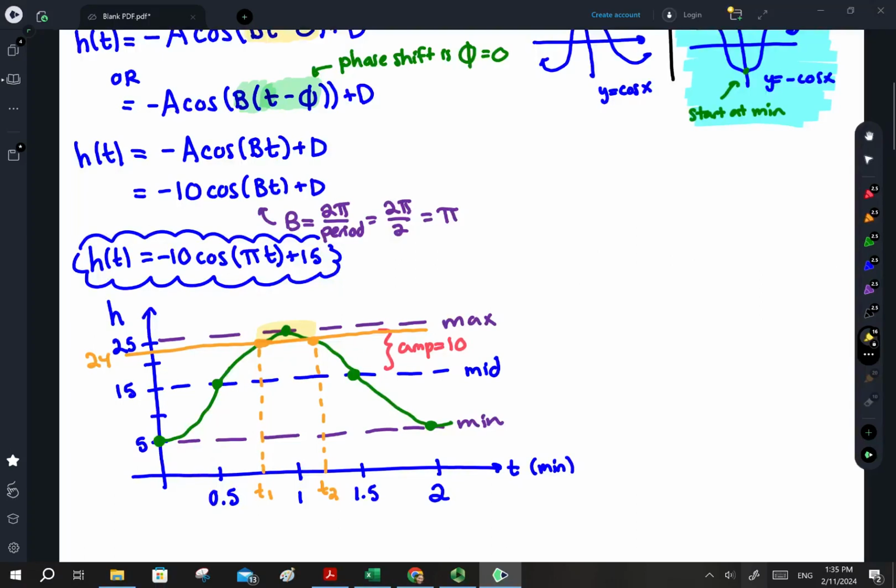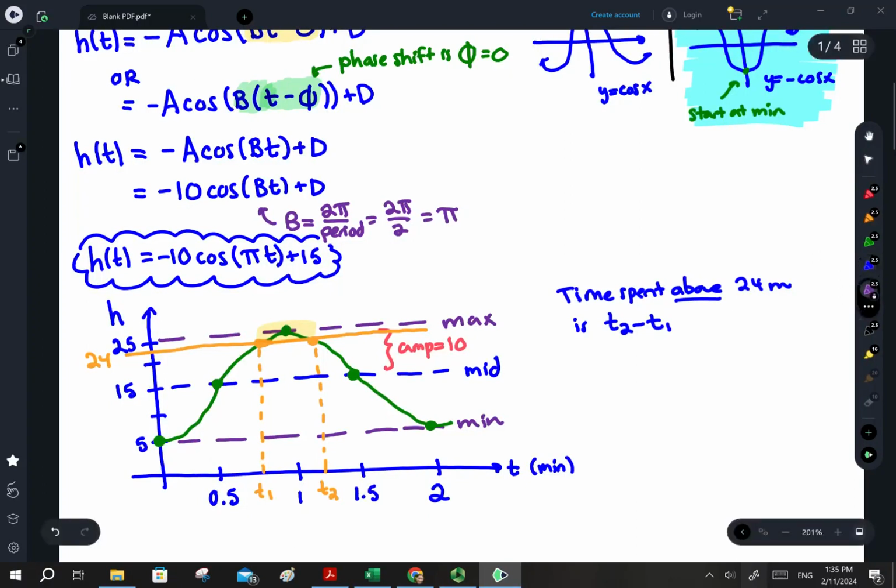at height 24. So there's more than one way to do this, but the way that I like to do it is find the 2 times where it's equal to 24 meters and then subtract them. So the time spent above 24 meters will be T2 minus T1 once I find those times.